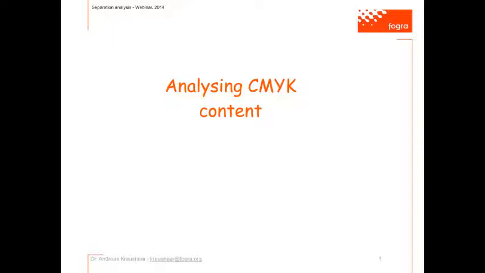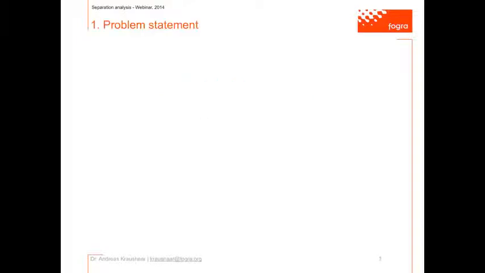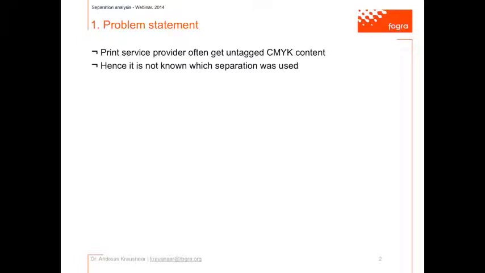For the next 10 to 15 minutes we will talk about how to analyze incoming untagged CMYK images, which is unfortunately often the case. Print service providers often get untagged CMYK images, or sometimes wrongly tagged CMYK pixel raster images. Hence it is not known which separation was actually used to create that information. This lack of information can lead to significant printing problems, like different separations on a printing form or too much ink load, and so problems in post-printing and printing, of course.